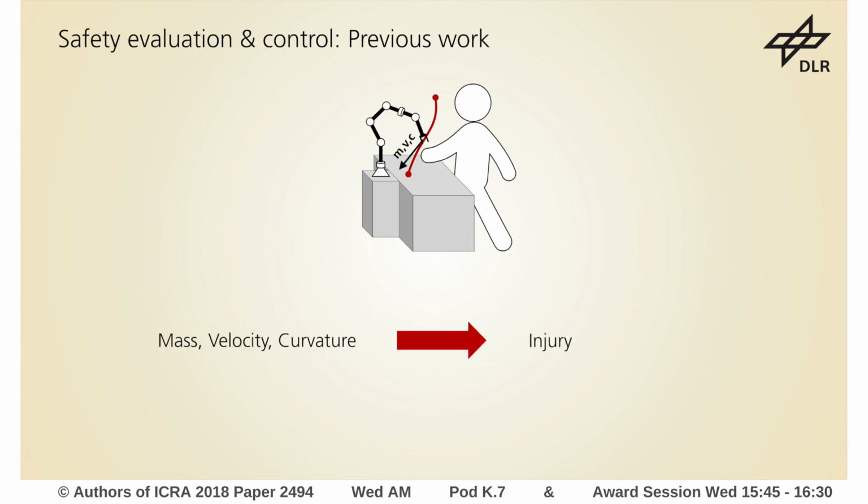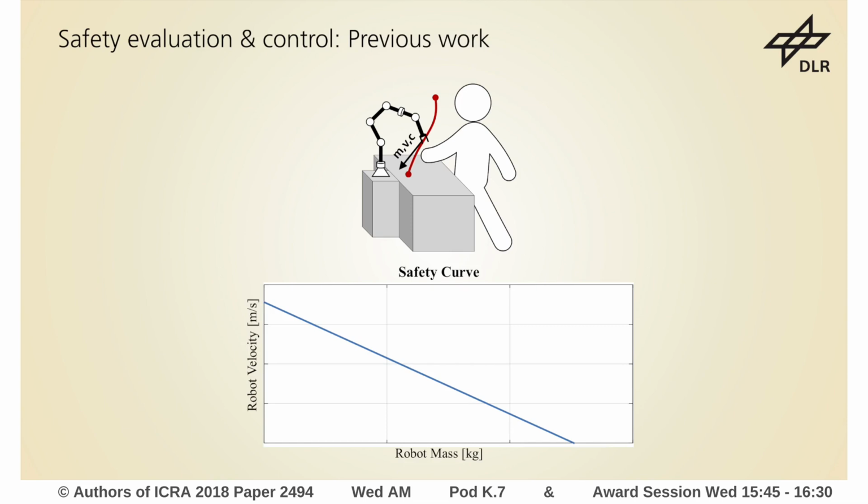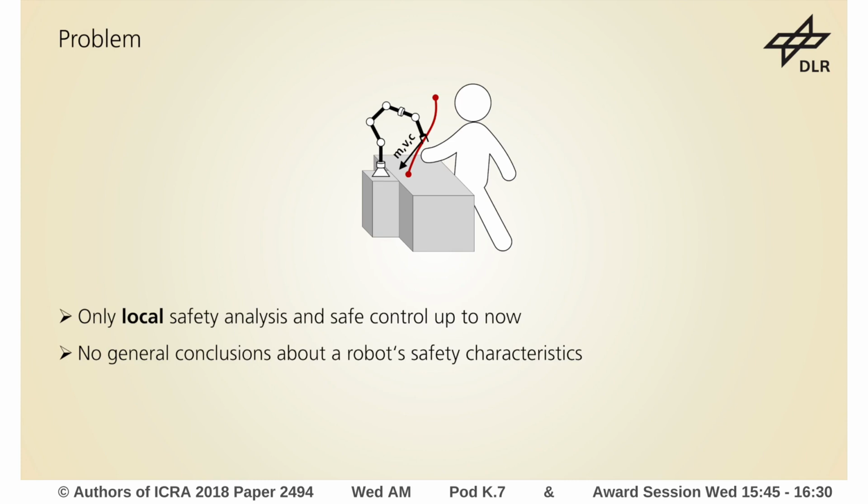In previous work, we related the robot's input parameters reflected mass, velocity, and curvature to human injury probability in order to obtain a realistic and model-independent safety analysis. Then, so-called safety curves can be determined that provide a maximum feasible velocity as a function of the robot's inertial parameters. The problem with this approach and other existing approaches is that only a local safety analysis is carried out, so no general conclusions about a robot's safety characteristics can be drawn.